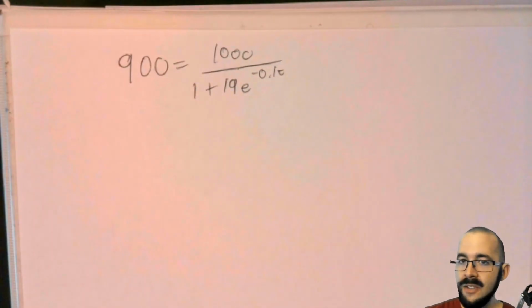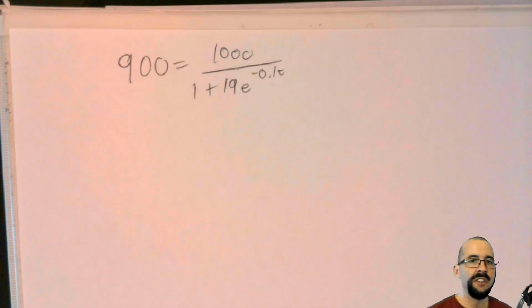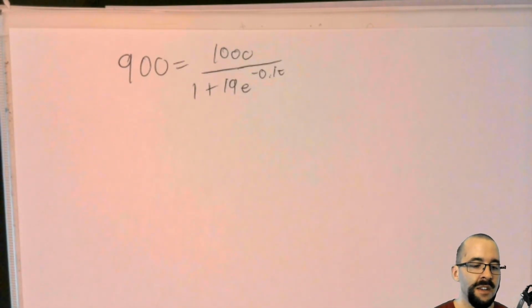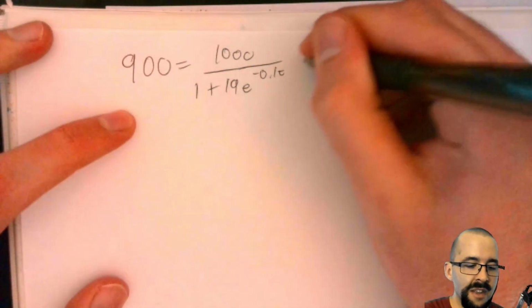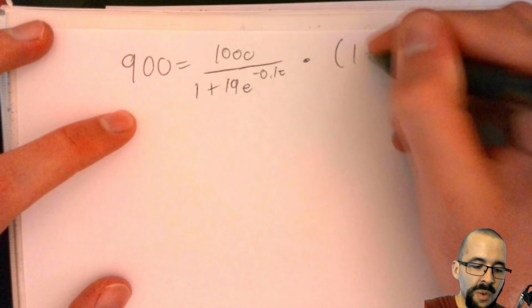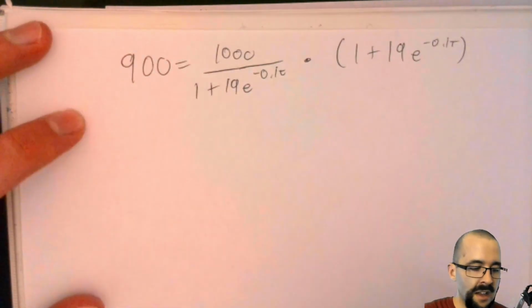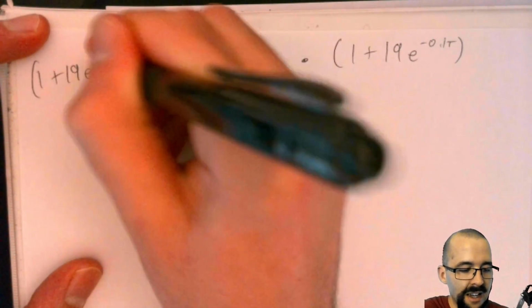And this is not trivial to solve. But remember, anytime you're solving an equation and you have a denominator, one of the best ways to solve it is to get rid of the denominator. Let's multiply both sides of the equation by the denominator. So 1 plus 19 e to the negative 0.1 t over here. And over here as well. 1 plus 19 e to the negative 0.1 t.